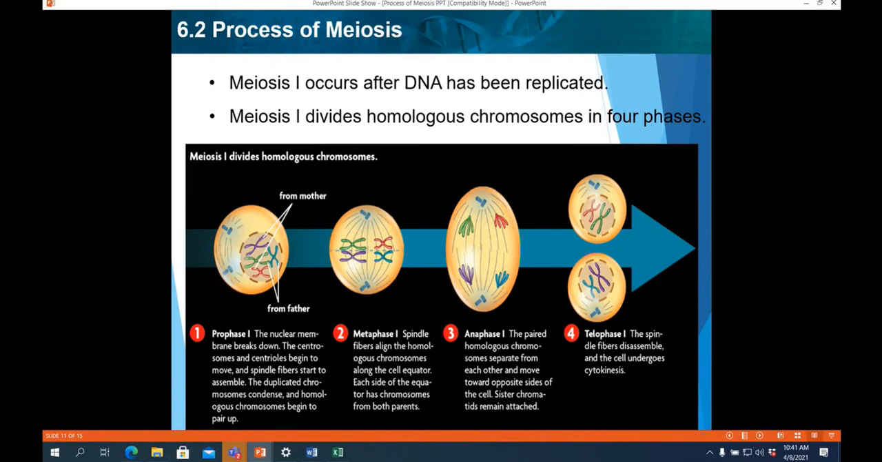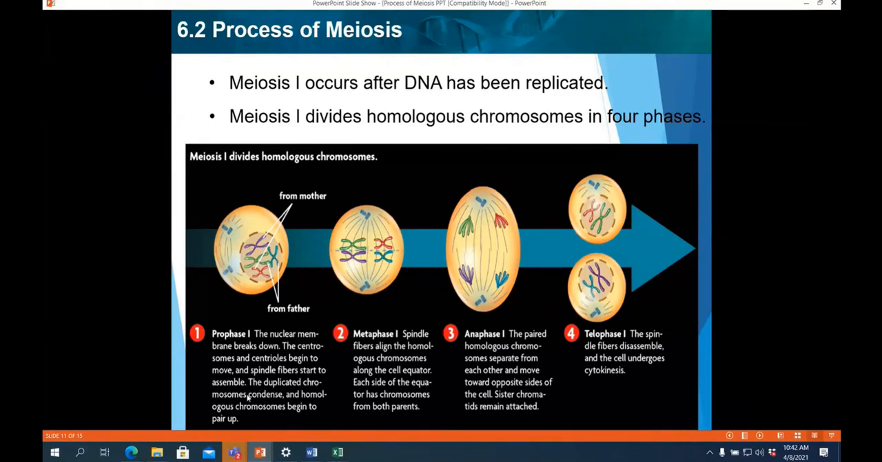Then the duplicated chromosomes condense, and homologous chromosomes begin to pair. Now, what do you mean by the duplicated chromosomes condense? What are duplicated chromosomes? The homologous chromosomes. Yeah, we are saying the homologous chromosomes begin to pair.